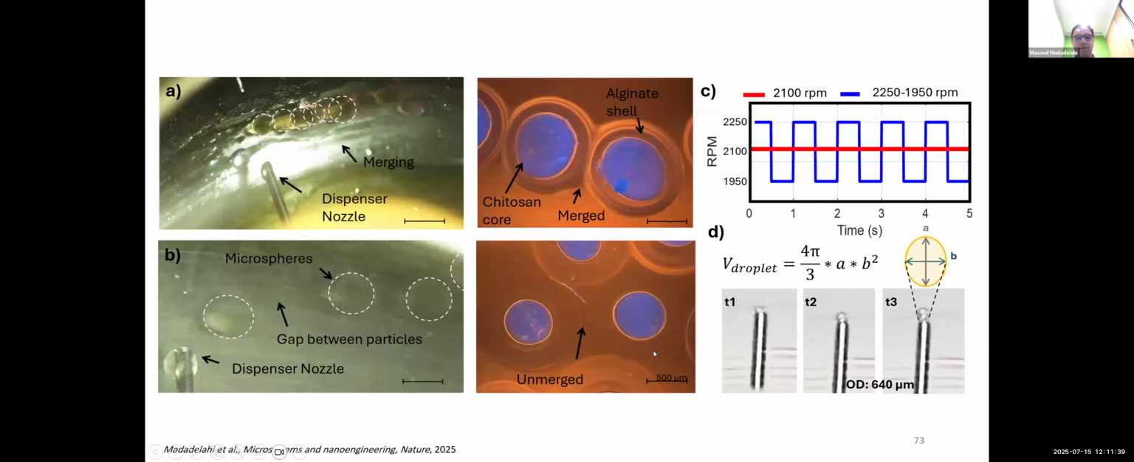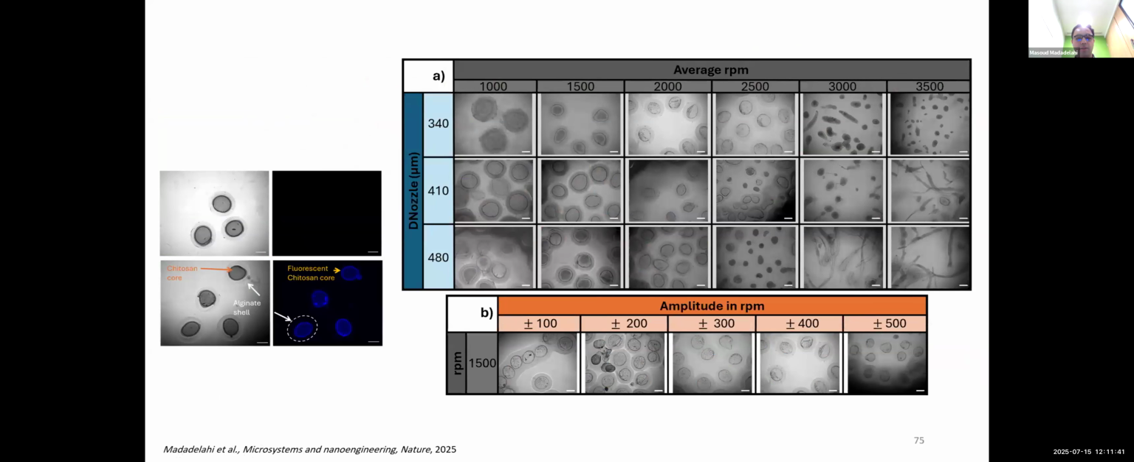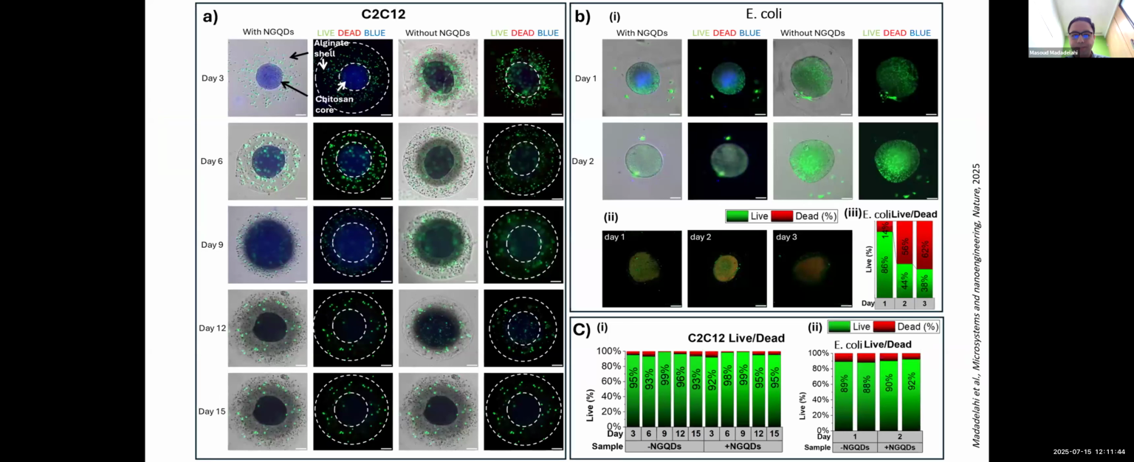And I think I can jump to this slide, and you can see that after 15 days, we have a very high cell viability in our system. So again, it shows the application of NGQDs as fluorescent dyes in this system without affecting cell viability.